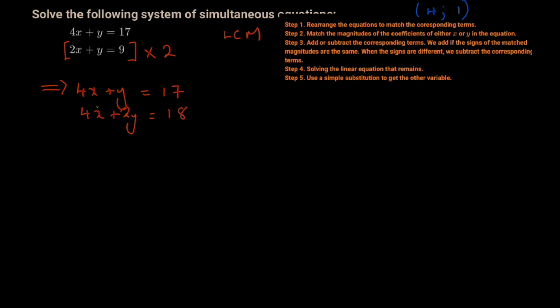After this, now you have matched the coefficients for x. So what you do next is you're supposed to eliminate x here. Remember the step, on step 3, we say that if the corresponding terms have the same signs, what we do is that we'd subtract. So here you are having 4x and 4x, so you're going to subtract.